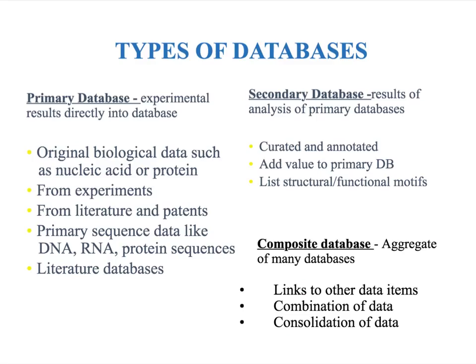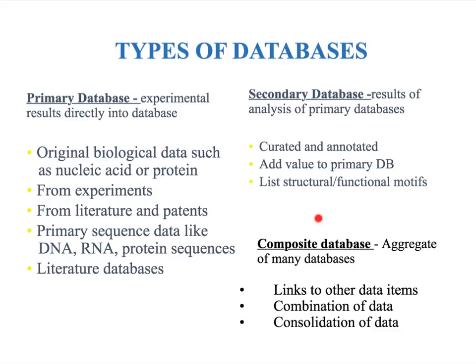As we go through the examples, you may have already realized that there are many different databases of different types and they store different kinds of data. Primary databases store experimental data directly. Secondary databases store the results of the analysis of primary databases, for example, curated and annotated sequences, structures and functional motifs of proteins.